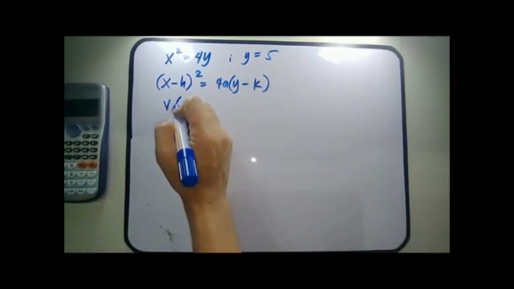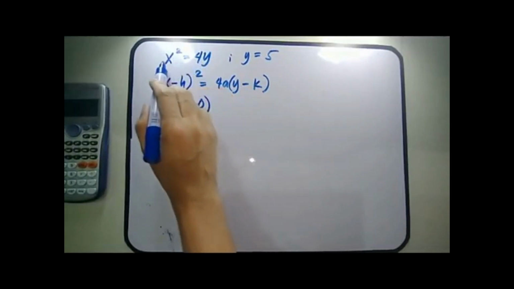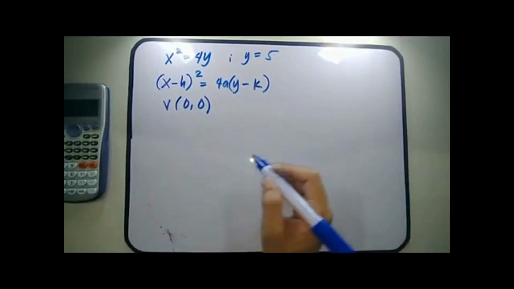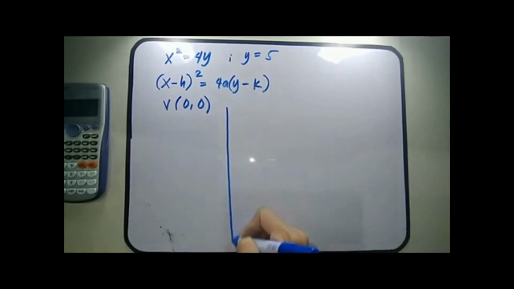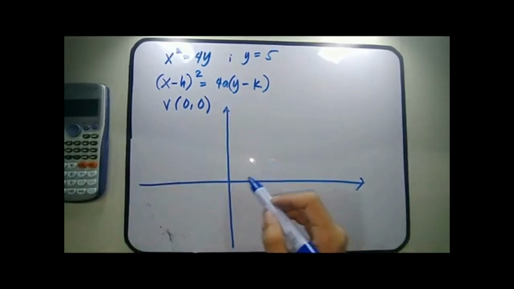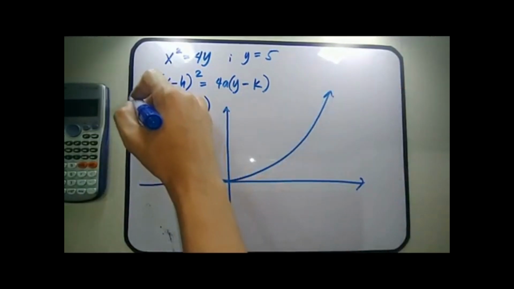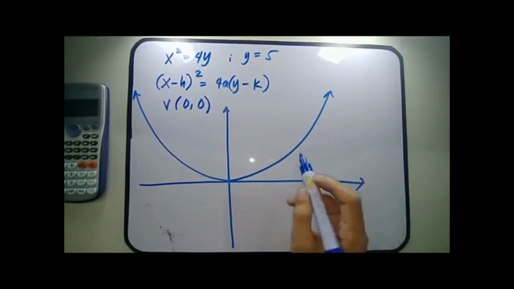So if y is squared, x is the variable... if x is squared, therefore the vertex is facing your y-axis. So it's either upward or downward. But y here is positive, therefore it is upward. So the vertex is at (0, 0). So this is x squared is equal to 4y.